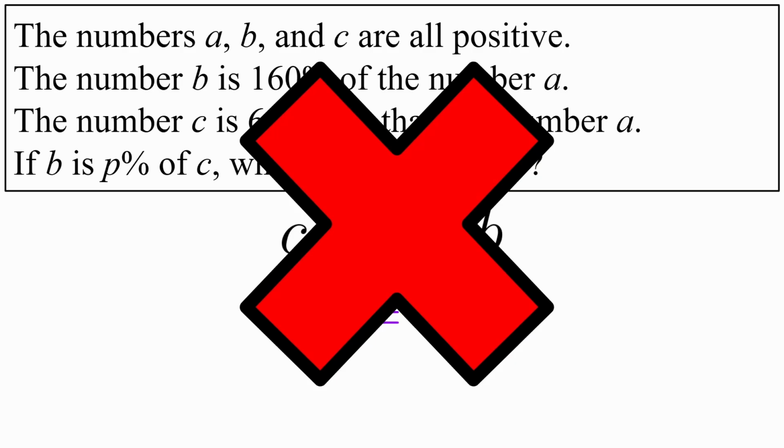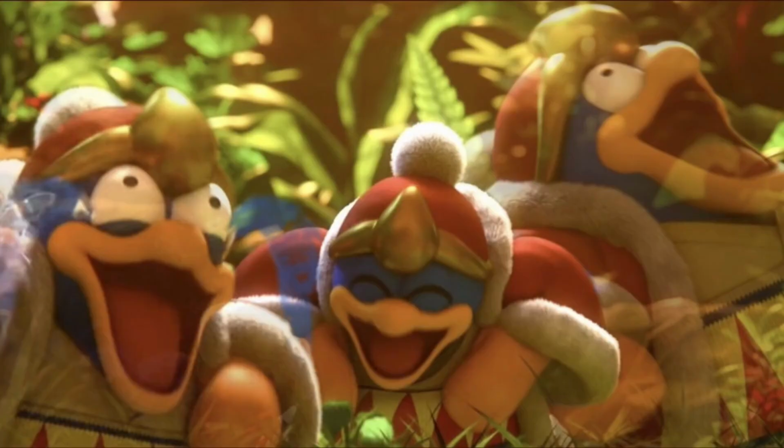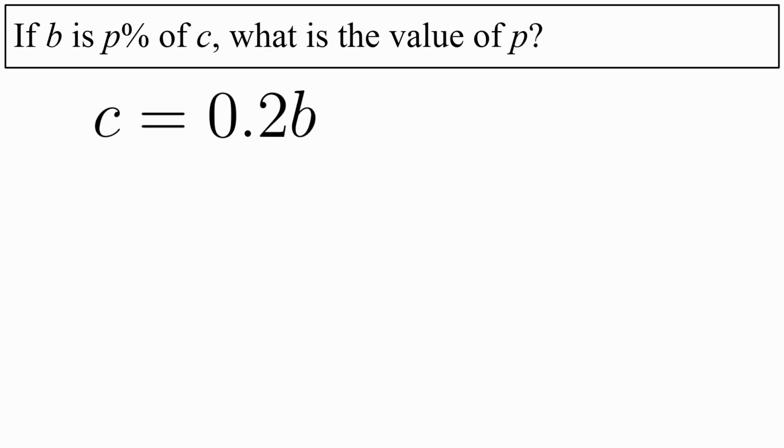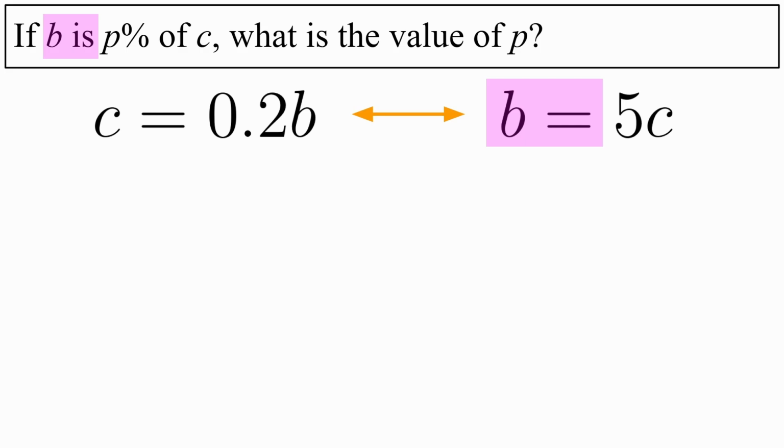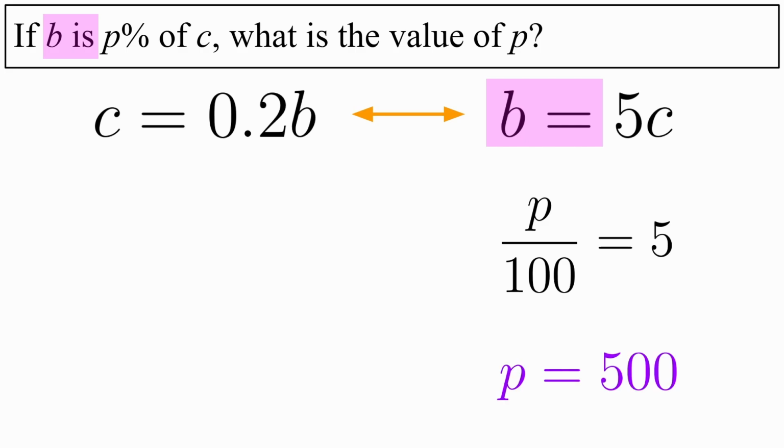Wrong. You have fallen for my biggest trap of all time. This question says B is P% of C. That means we have to get B isolated and use his counterpart, B equals 5C. So the multiplier isn't 0.2, it's really 5. So we multiply 5 by 100, and we get a for real final answer of P equals 500.